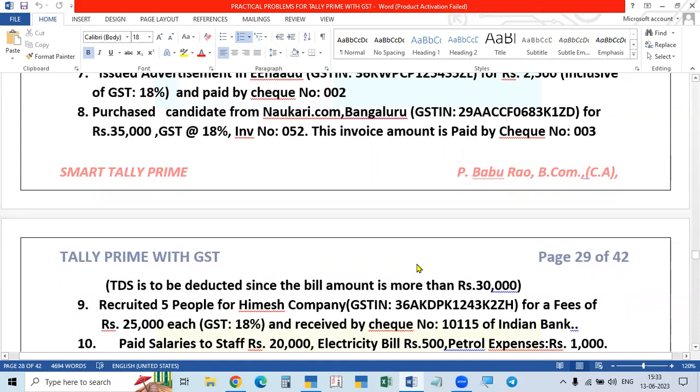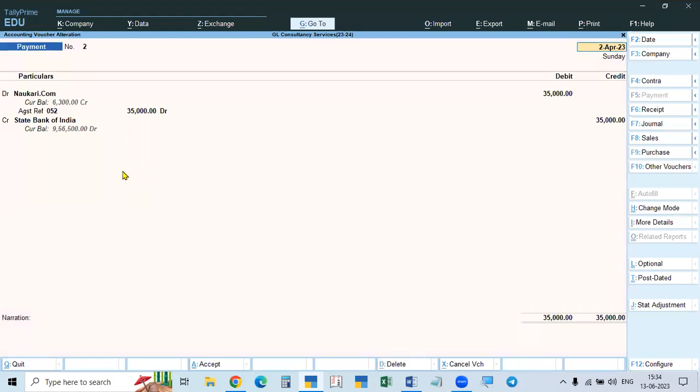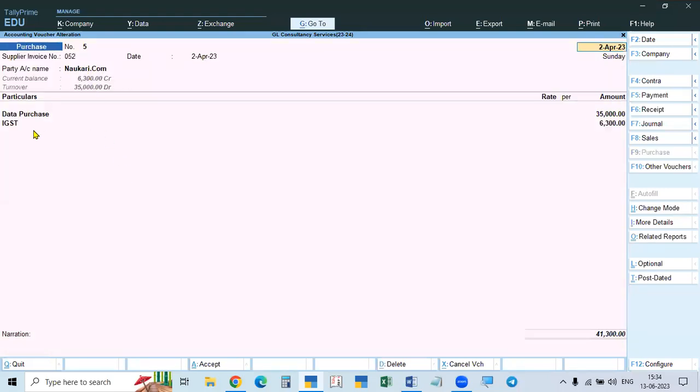In this entry itself, we are making the entry here. What is the total amount? The data purchase and the GST, this is the amount. And below this, we have to show what TDS is to be deducted. It will be shown as minus. So the net balance after the TDS, the balance payable, will be shown here. That is how to make those entries.